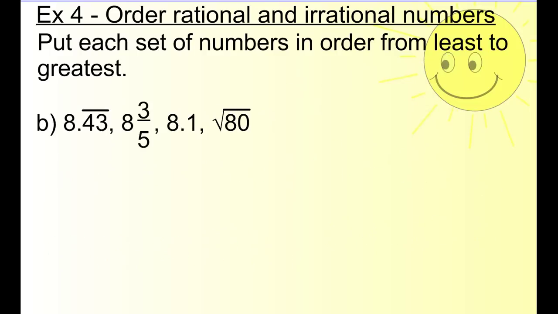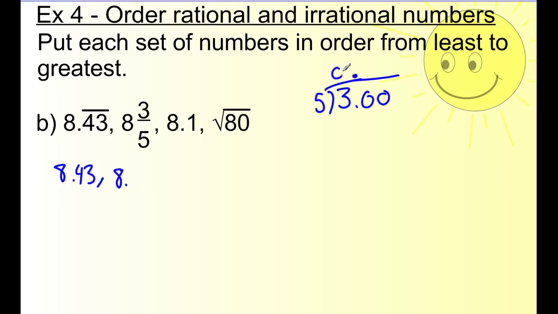I'm going to do letter B without a calculator. And then I'll check it with a calculator. So let's check. First thing I'm going to do is try to get everything to a decimal. So this guy is just 8.43. It's already a decimal. 8 3/5. Well, that's going to be 8 point something. 3/5. Top number goes on the inside, bottom number goes on the outside. Add a decimal and some zeros.